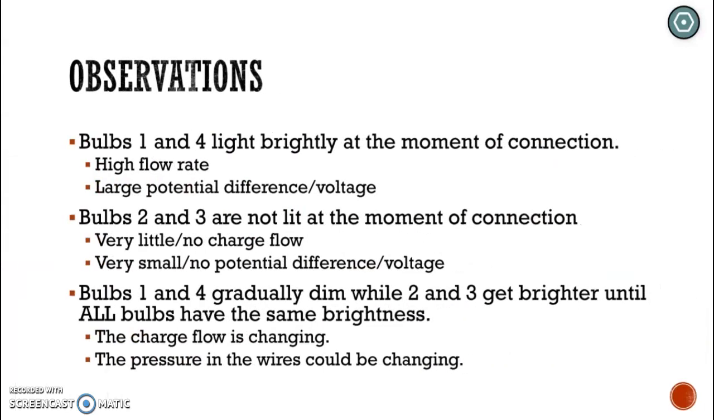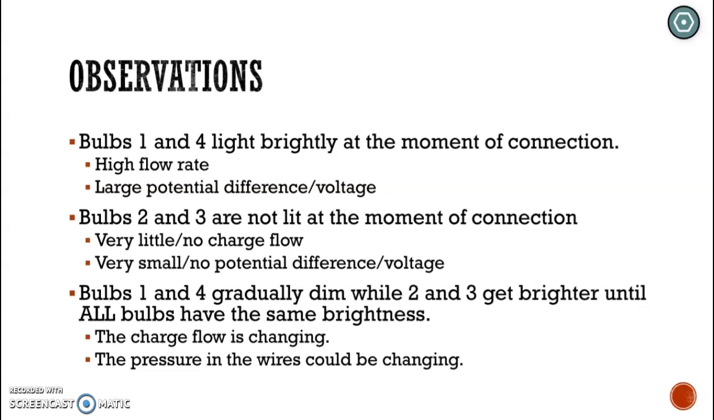So what we saw in this activity was that at the very beginning, at the moment that the wires are connected, bulbs 1 and 4 light very, very bright, which suggests that they have a very high flow rate of charge because there must be a large potential difference or voltage across them. Meanwhile, bulbs 2 and 3 don't light at the moment of connection, suggesting that at that time they have very little or no charge flow, and therefore a very small or no potential difference or voltage across those two bulbs in the middle.